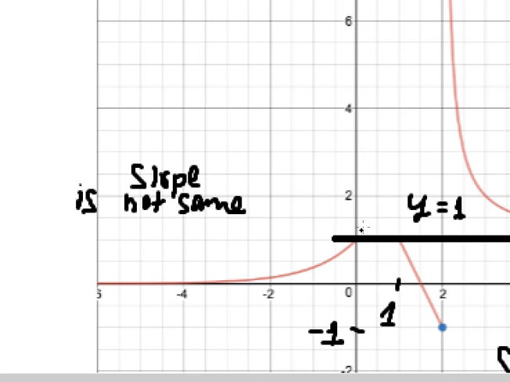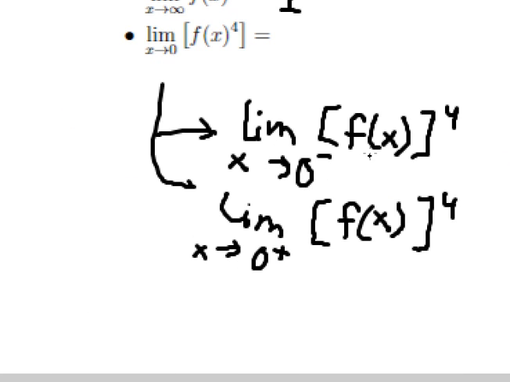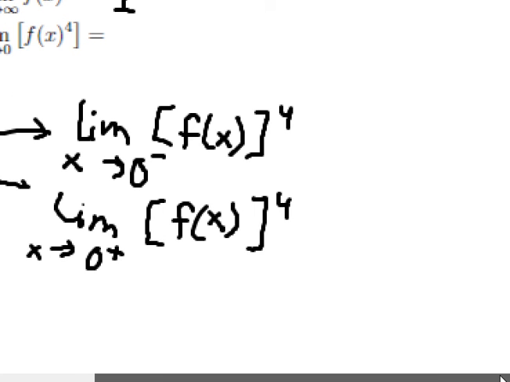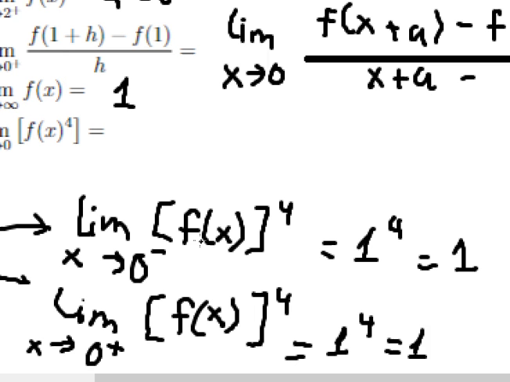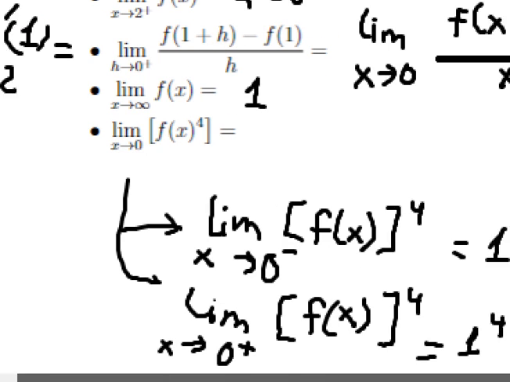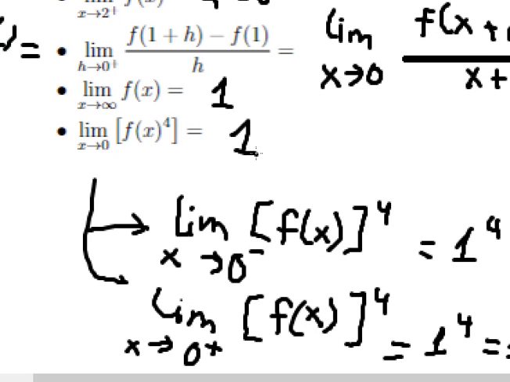So on the left and on the right, they always equal number 1. When they go closer in here, they are still number 1. From the right, they are still number 1. That means when we put number 0 in here, they are still 1 to the power of 4 and 1 to the power of 4. So this one we have number 1 and number 1. So the final answer of the question is number 1.